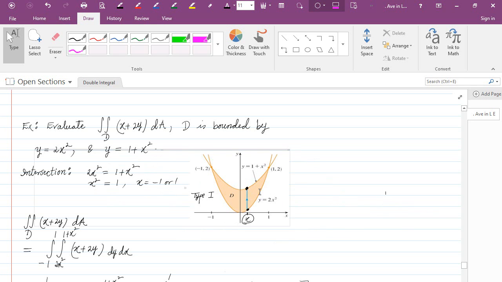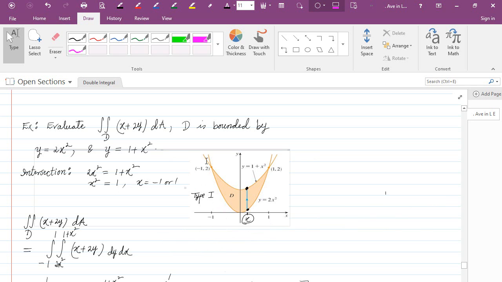So the first thing we need to do is make sure we understand where the two parabolas intersect. So how do I find the intersection of the two parabolas? Well, at the intersection, the y values should be the same. So we set 2x squared equal to 1 plus x squared. Then if we subtract x squared from both sides, we get x squared is equal to 1, or x is plus or minus 1. So we have two intersection points at x equals -1 and 1.